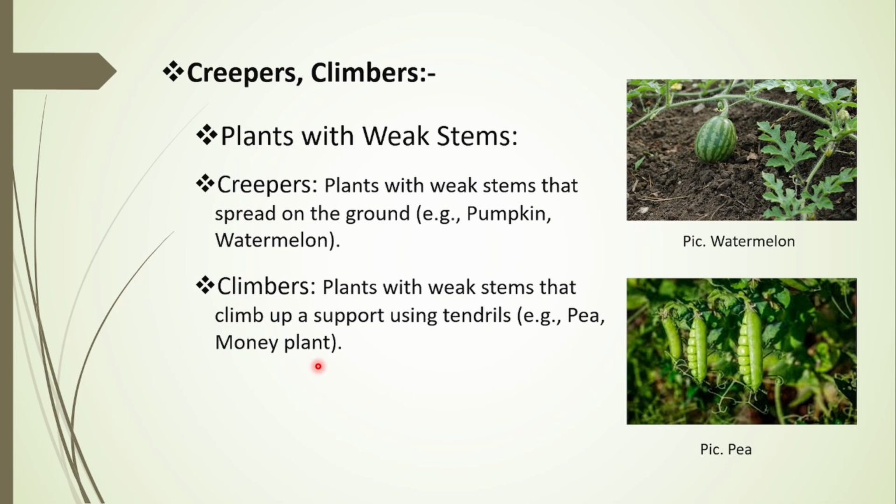Then we should go through the creepers and climbers. Plants with weak stems are creepers and climbers. Creepers are plants with weak stems that spread on the ground. Examples are pumpkin and watermelon. And climbers are plants with weak stems that climb up a support with tendrils. The examples are pea plant and money plant.